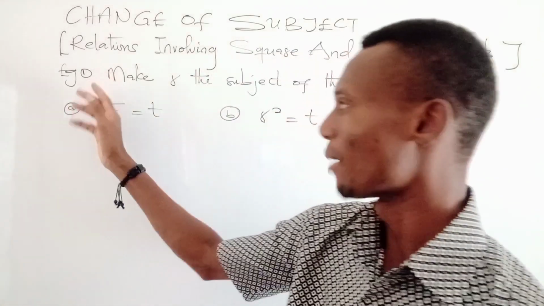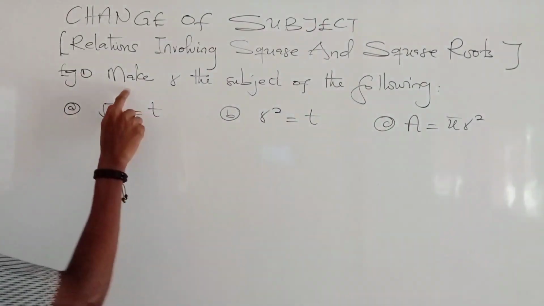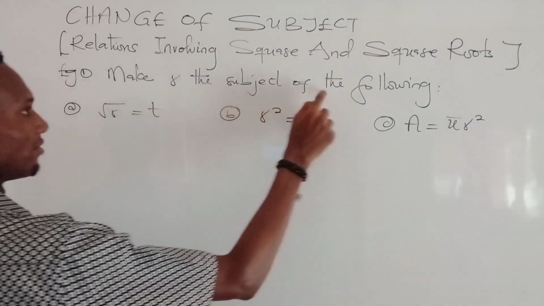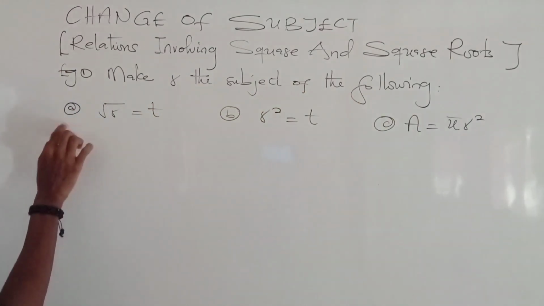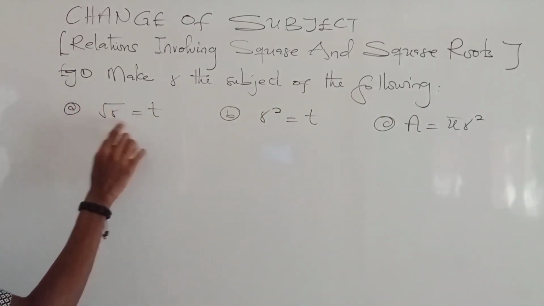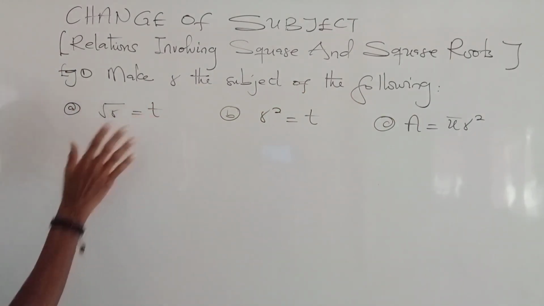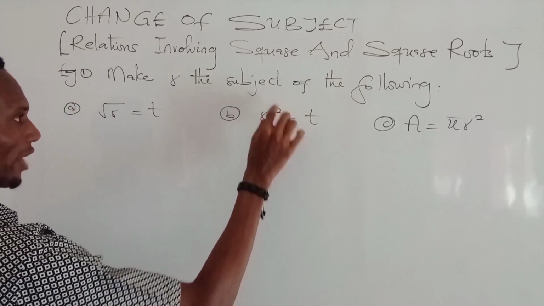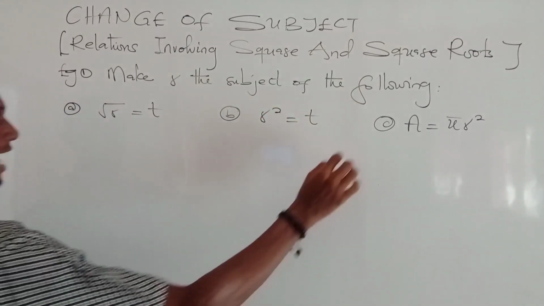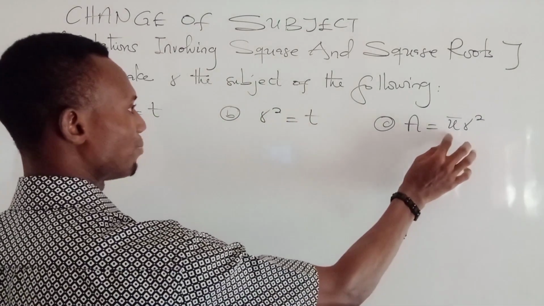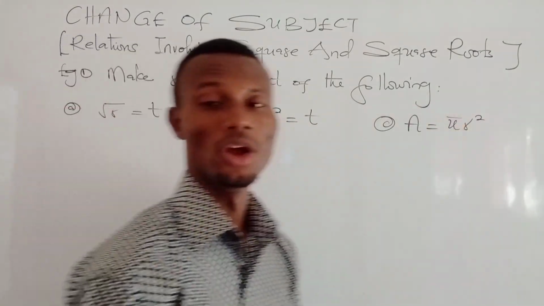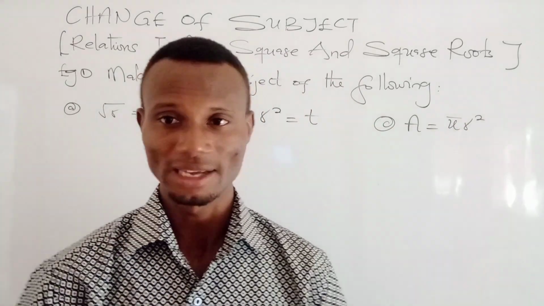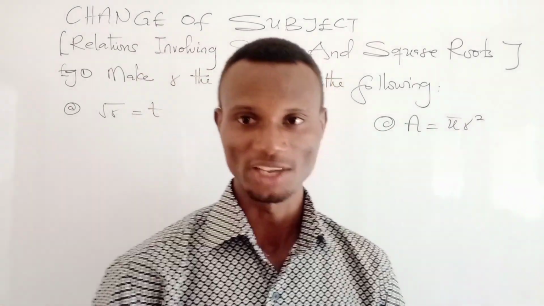Example 1 says make R the subject of the following. I have A, square root of R equals T. We have to make R the subject of it. I have B, R squared equals T. And I have C, A equals pi R squared. We have to make R the subject in each of the given equations.